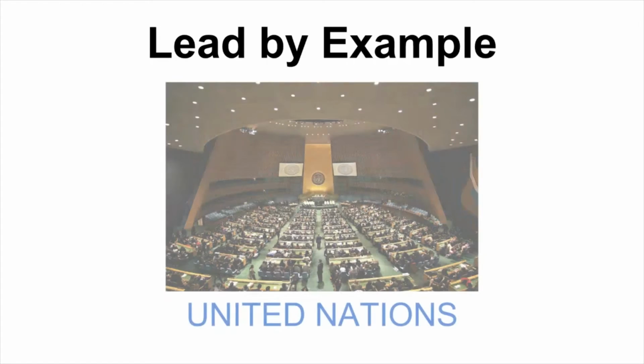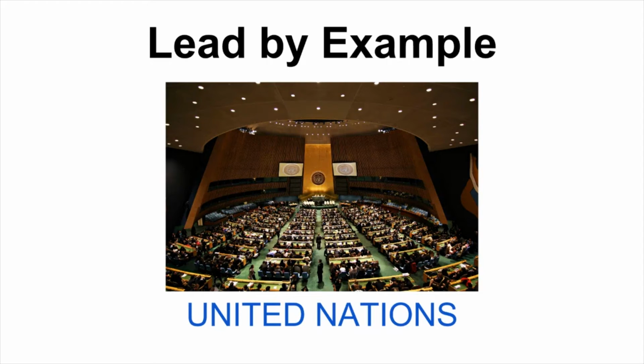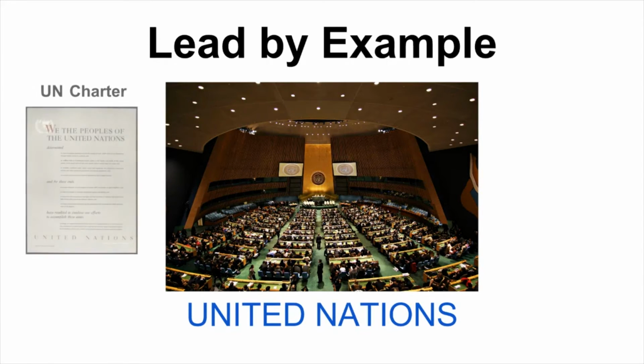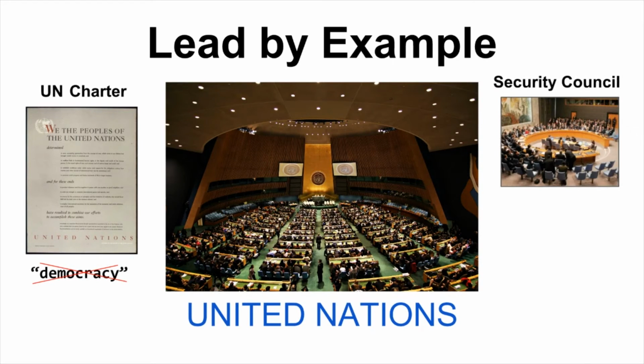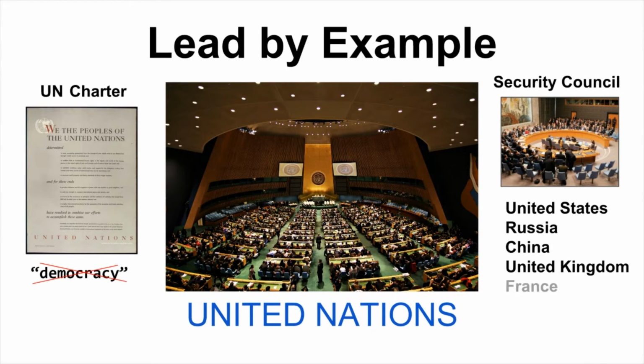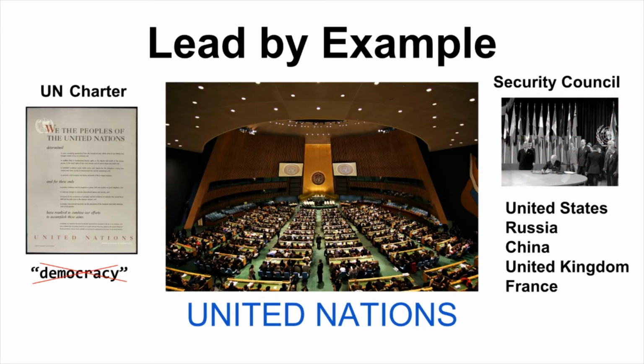So how do we set a good democratic example? It can only start in one place, the United Nations. The UN is by design undemocratic. The UN Charter doesn't even include the word democracy, and the Security Council, a self-appointed group of 5 nations, basically the victors of World War II, have granted themselves sole authority over all matters of global security.